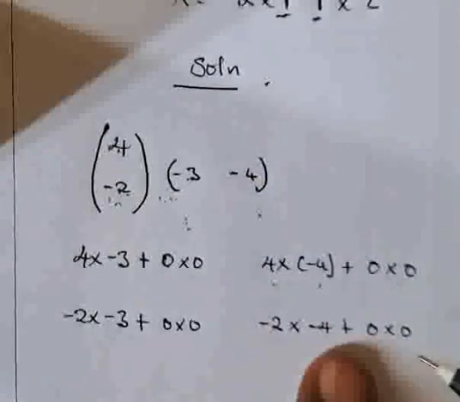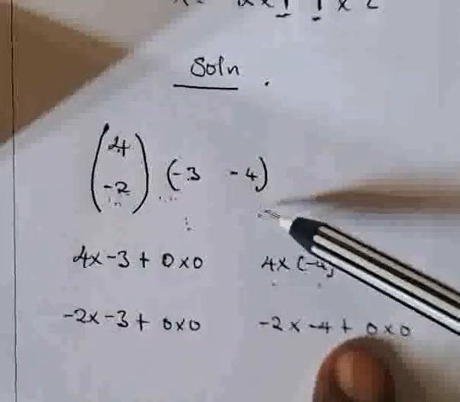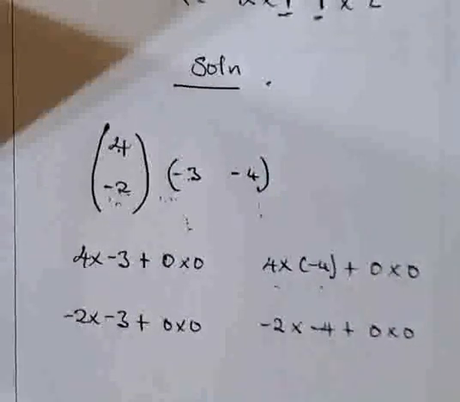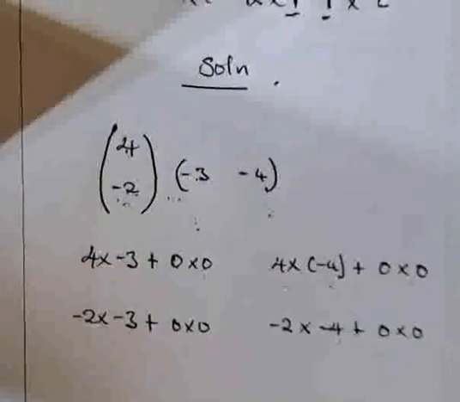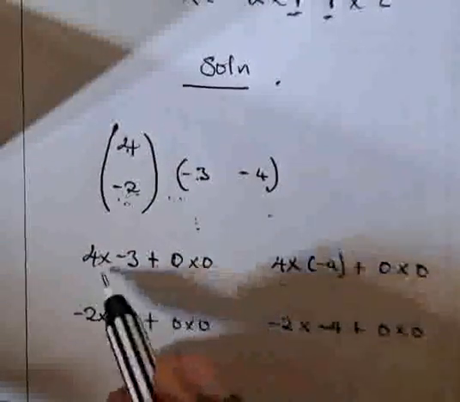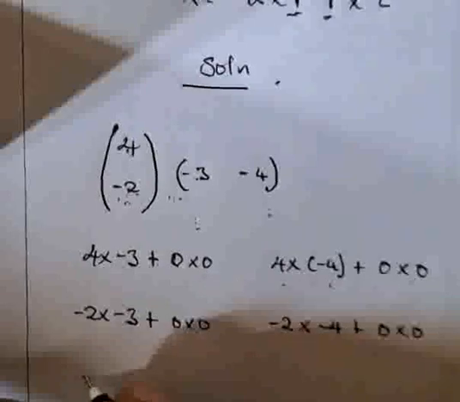And then plus, what is the second one in this row? We don't have, which is 0, times, what is the second one in this column? Again, we don't have, which is 0. Like that one. And then now we go ahead and say 4 times -3 plus 0 times 0. 4 times -3 is -12.